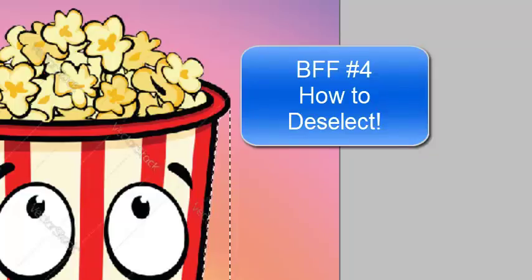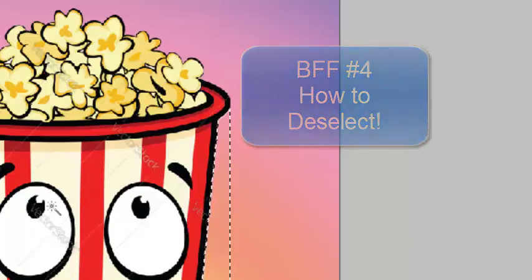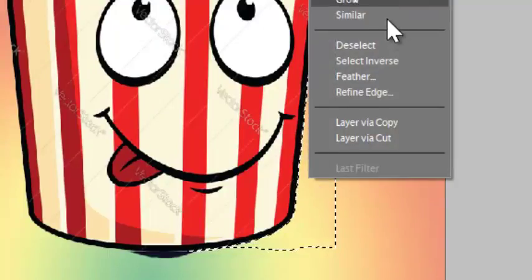Your fourth and final best friend, deselecting. If you have an area selected and you're ready to move on, so I'm ready to move on and start to get rid of some of the other watermarking that is on here, I need to deselect. Right click and deselect before I switch off of my magic wand. If you keep something selected, you won't be able to move on.